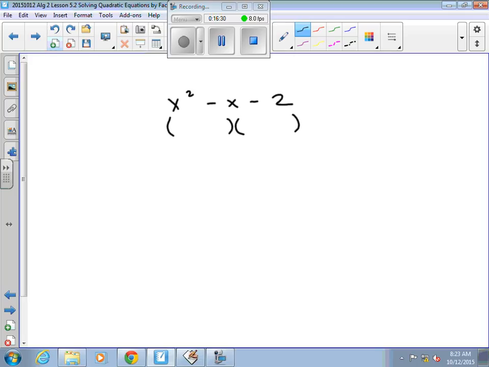Okay, so we still have, again, A's value is 1 over here. So this is simply going to be x times x. This is easy. Think of your factors of C. Remember, C can only be 1 times 2 because those numbers are right next to each other. So we're going to use the numbers 1 and 2.